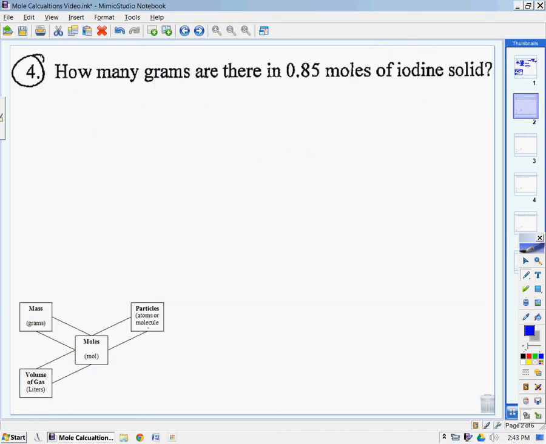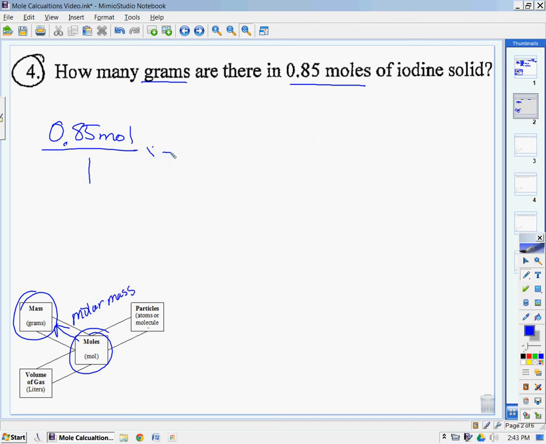Number 4. Right here, we have moles at the beginning, and we're trying to solve for grams. So in this problem, we want to put our starting amount over 1, 0.85 moles. And we want to get to grams. Well, let's go look at the mole map. We have moles. We're wanting to get to grams, which is mass. We have to use molar mass again.